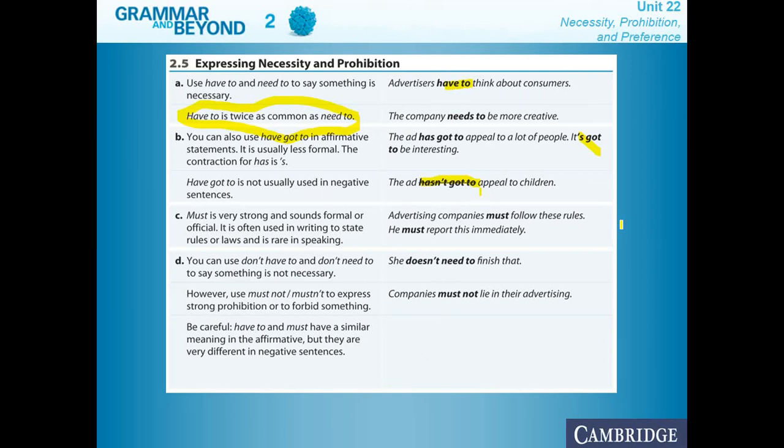Be careful. Have to and must have a similar meaning in the affirmative, but they are very different in the negative sentences. What do I mean by that? Let's look at some examples and find out. You must use a pen. A pen is necessary. For example, when we're doing an exam, you tell me, "Teacher, do I have to use a pen?" Yes, you must use a pen.